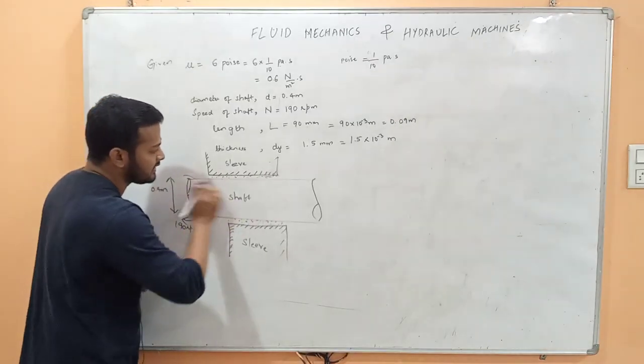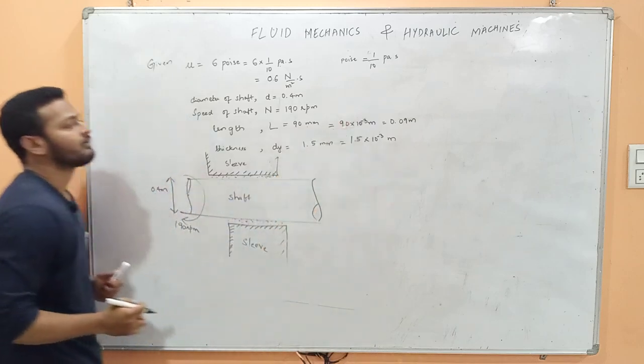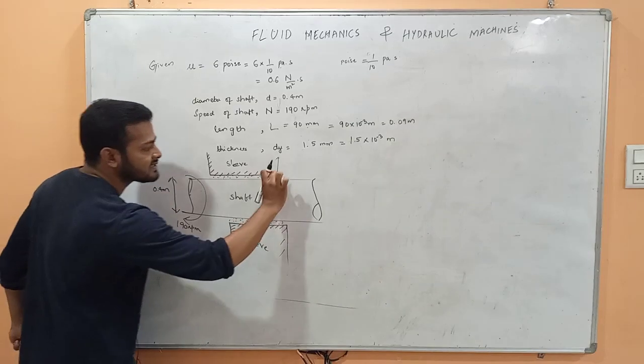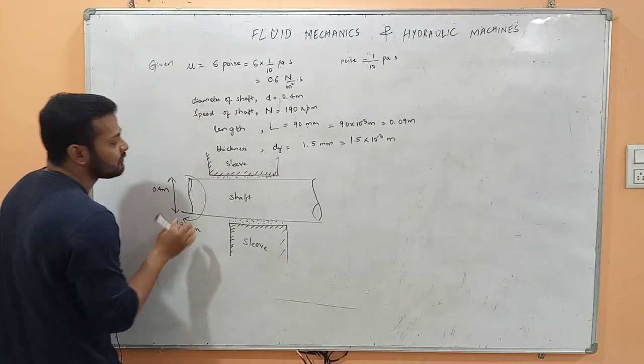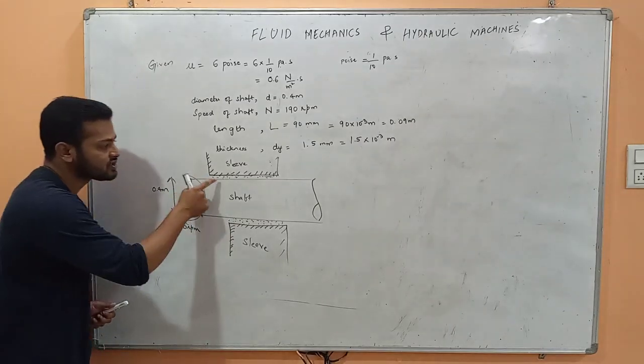Okay, the entire length is given as 90 mm, that is 90 into 10 power minus 3 meter. The thickness of the oil film is given in the question as 1.5 mm. So 1.5 mm is the thickness of the oil film between the shaft and the sleeve.